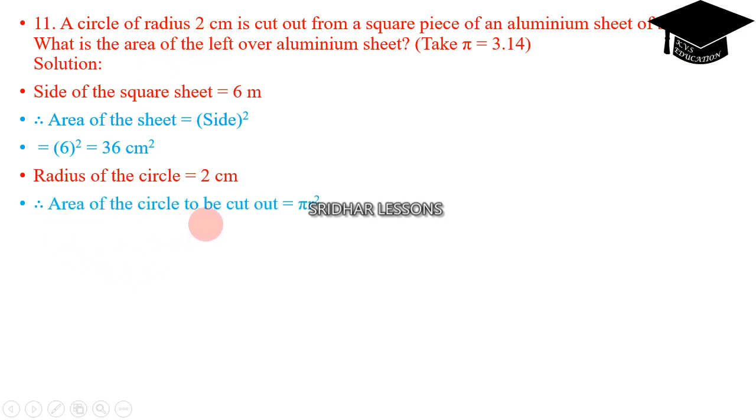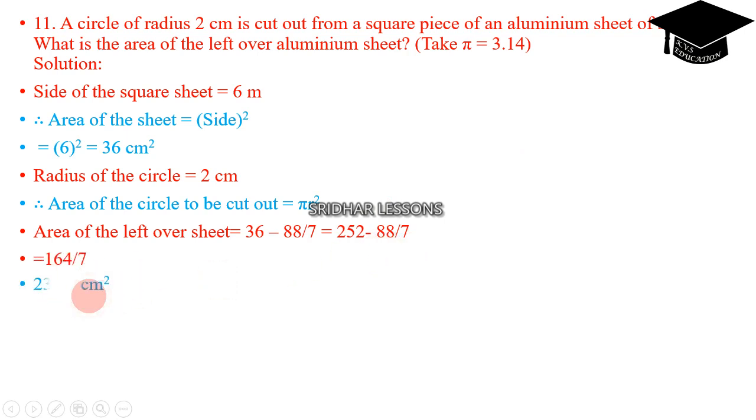Therefore, the area of the circle to be cut out is equal to pi r square. That is, area of the leftover sheet is equal to 36 minus 88 by 7, which is equal to 252 minus 88 by 7. So this is 164 by 7. Upon simplification, this will come as 23.44 centimeters square.